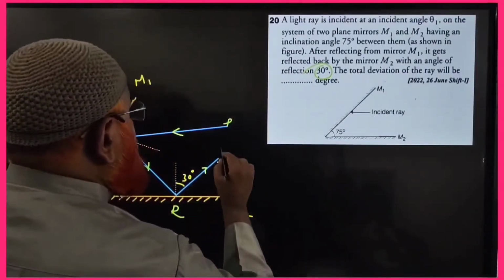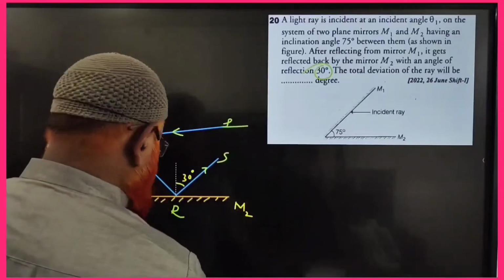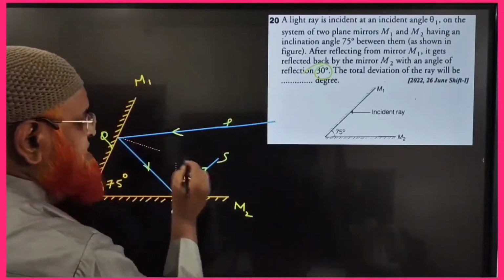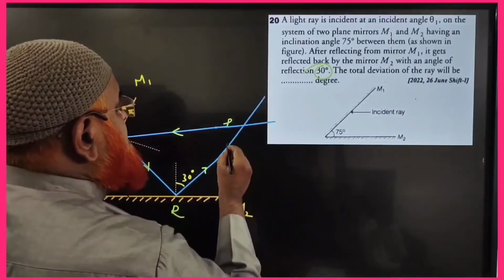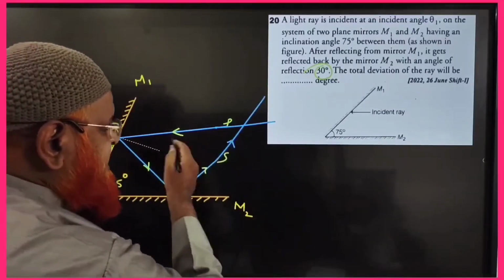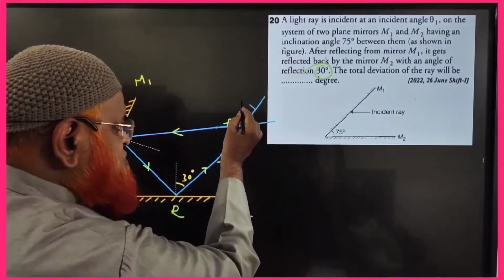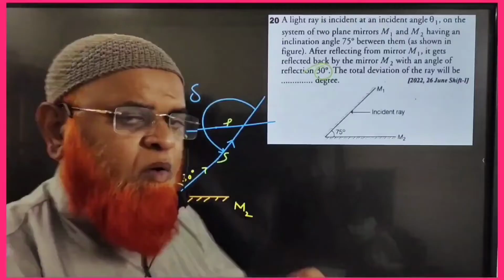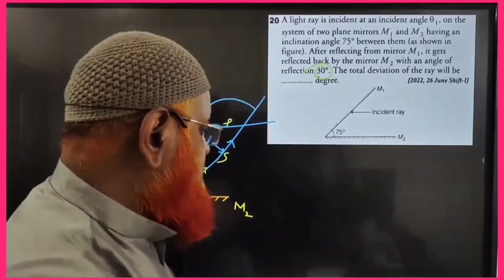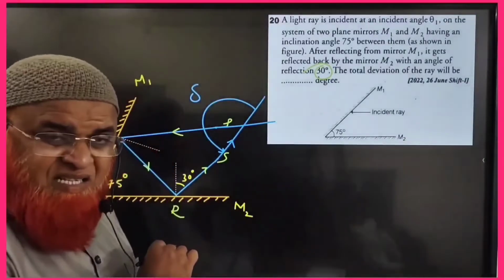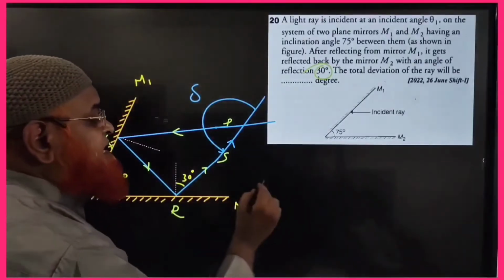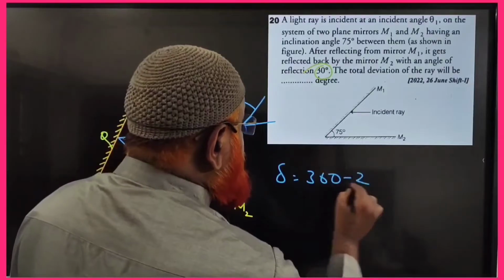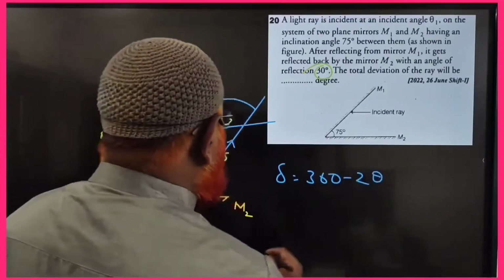For example, this is the light ray which is going to enter like this, and this is the light ray which is coming outside like this. Entering in this direction, exit. So this total angle is said to be angle of deviation, and we have already given the derivation for angle of deviation. For two mirrors at a certain angle, the angle of deviation is delta is equal to 360 minus 2 theta.